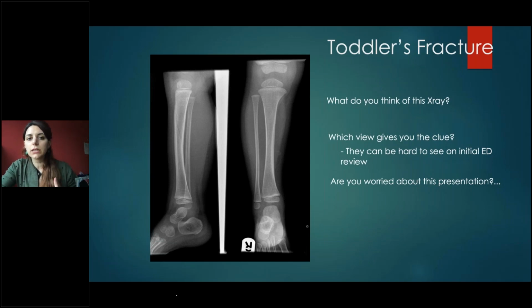And it's actually not uncommon for parents to present late, because toddlers have the ability to walk on these kinds of fractures. So you may find that they are walking on and off, which makes parents wonder, should I go to A&E? Should I not go? Especially when there's a pandemic going on. So it is common, but yes, it warrants thinking and some investigation.